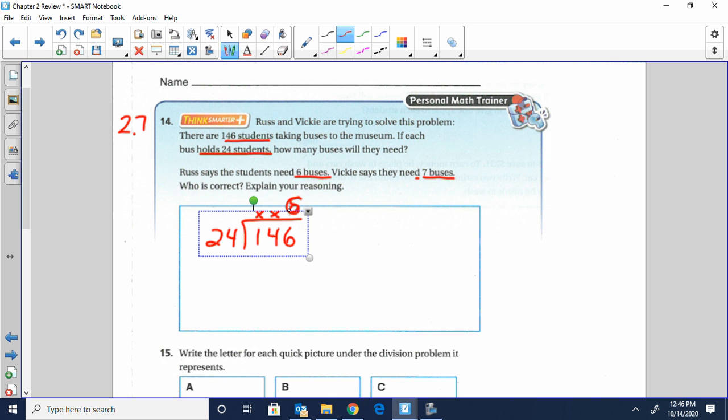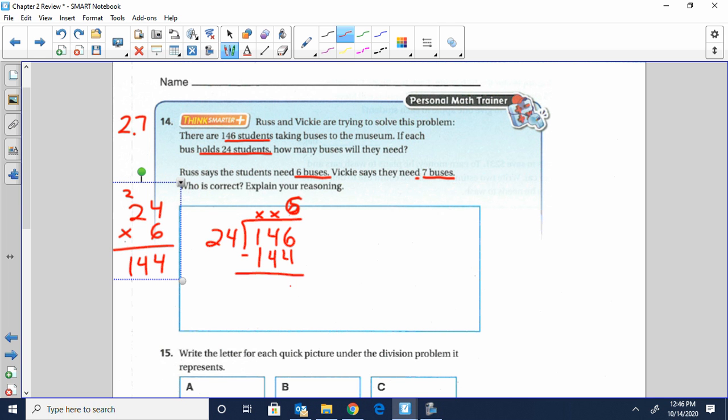24 times 6 would give me 24. 12 plus 2 is 14. So we get 144. When we subtract, we have 2. What that's telling us is we're going to have 6 full buses and 2 students left.